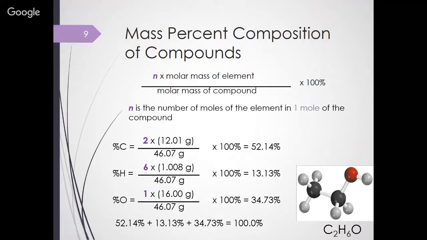Sometimes with rounding, we might see 99.98% or 99.99, 100.01. These are all acceptable. However, if you were to add up your percentages and you end up with only 89%, or you somehow have 120%, something is wrong and you need to go back and look at your calculation again.